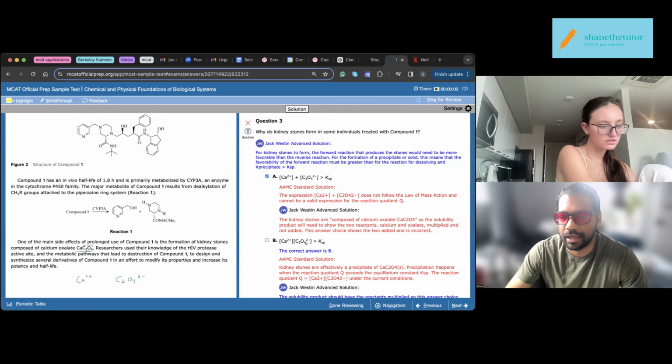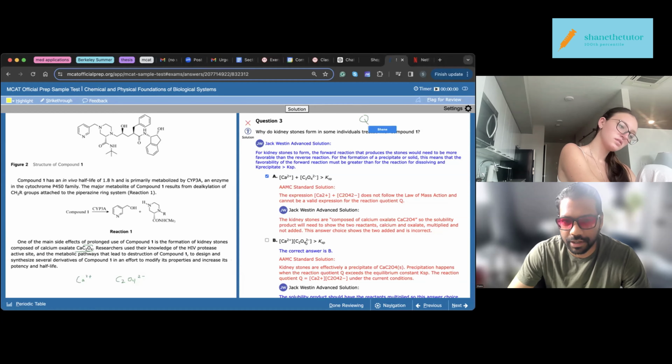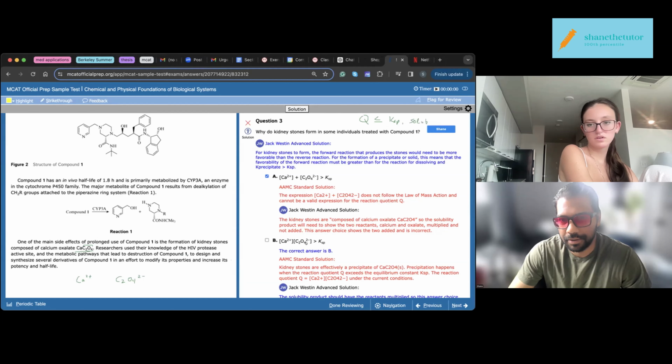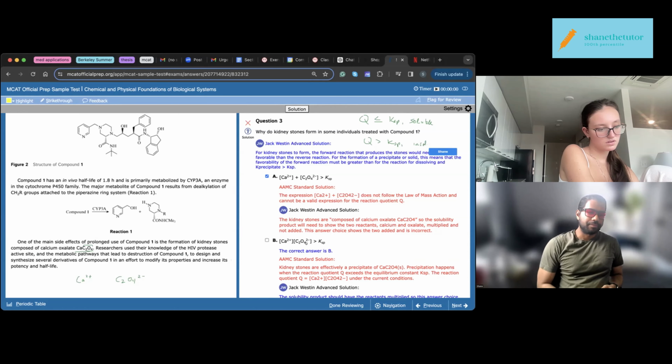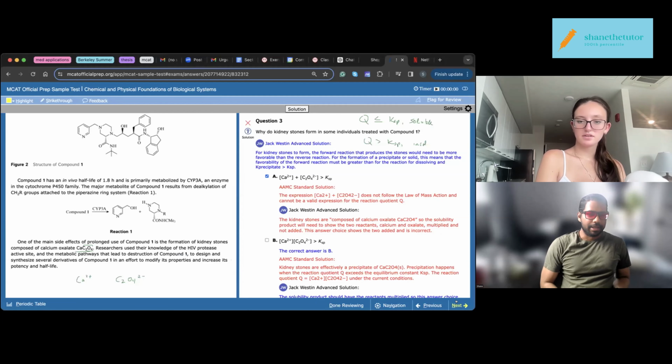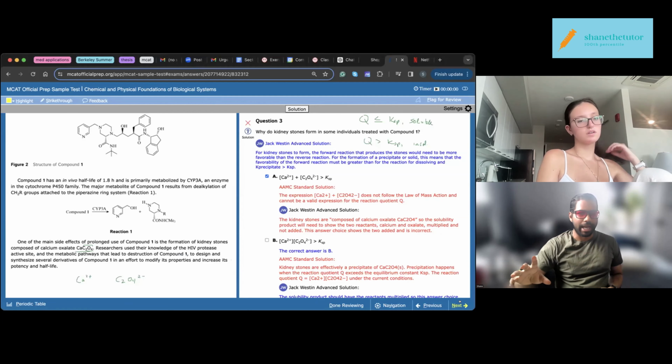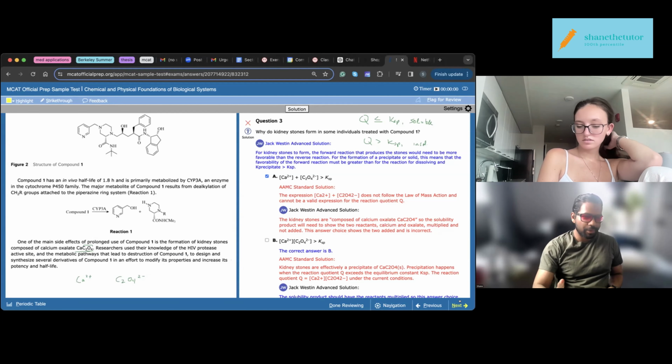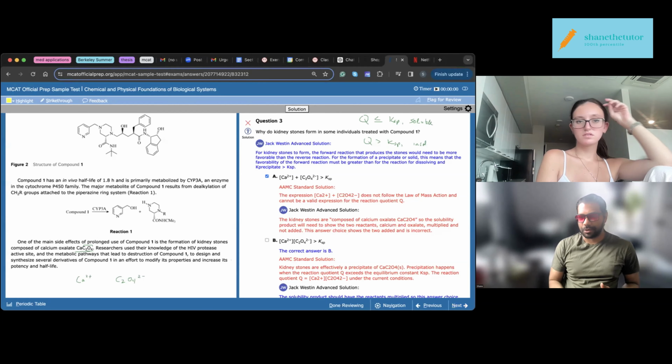So you could write this like Q less than or equal to KSP will be soluble, and if Q is greater than KSP, insoluble. Okay. Q is just a way of describing a reaction when it's not at equilibrium or not at a K value. And so it can shift in whichever direction it'll go to remake the equilibrium.